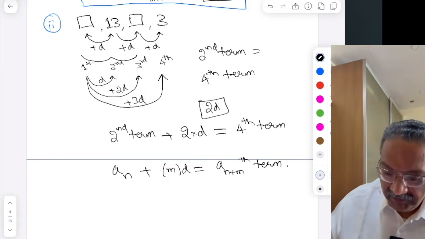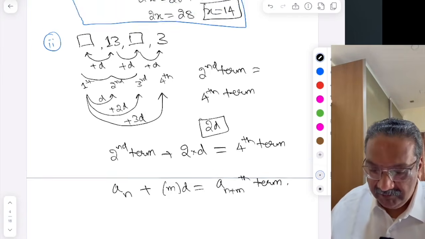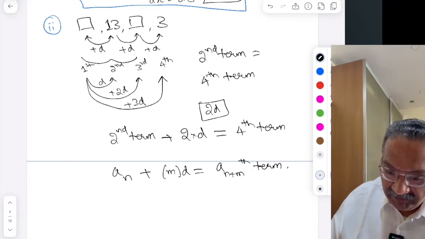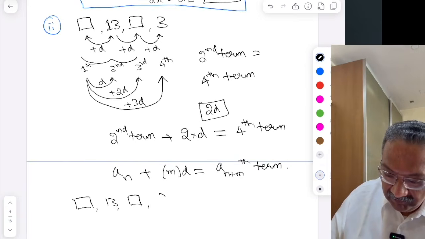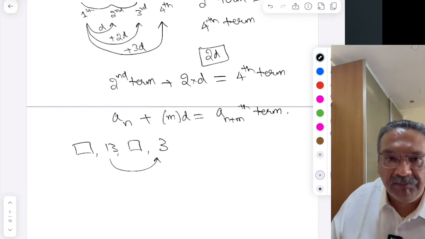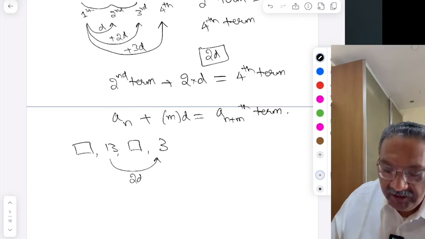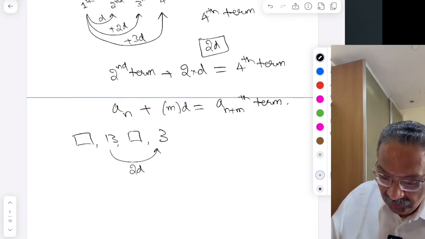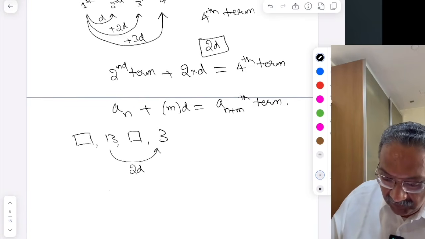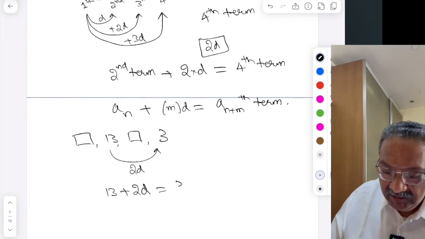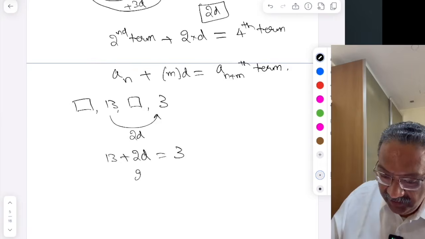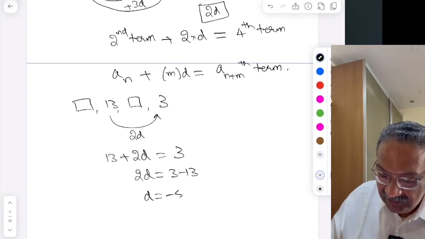Okay? So this is a general way of writing the lesson. Here, let us read the question again. To jump from 13 to 3, we need to add 2d. So I can say that 13 plus 2d will be 3. So 2d will be 3 minus 13. So d will be minus 5.